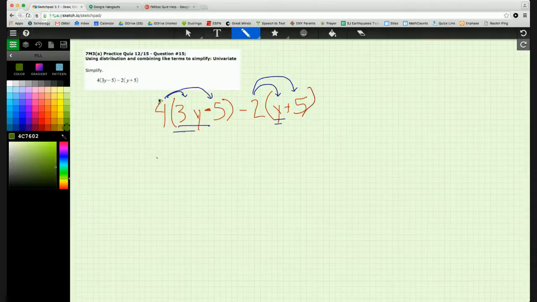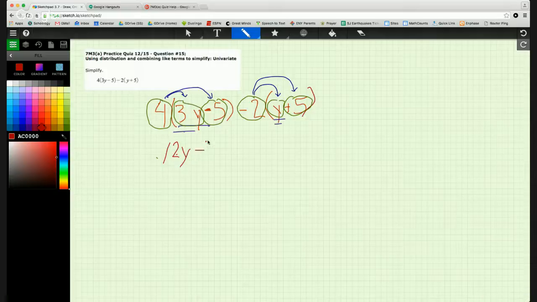Let me do the other thing where we draw our circles around all of our pieces. And that makes our distribution a lot easier. So now we have just 4 multiplication problems. You see where all the arrows are. We're going to multiply 4 times 3y, and we're going to get 12y. 4 times negative 5 is minus 20. Negative 2 times y is negative 2y. And then negative 2 times 5 is negative 10.